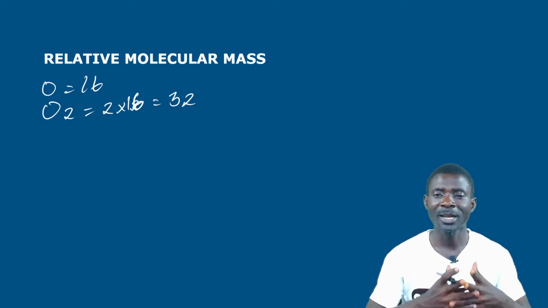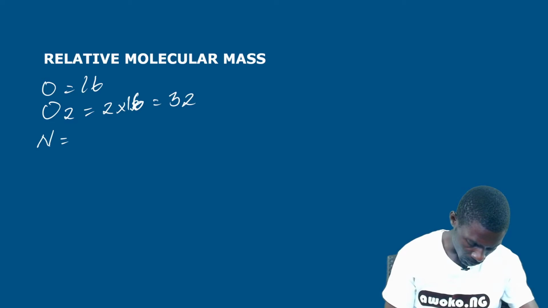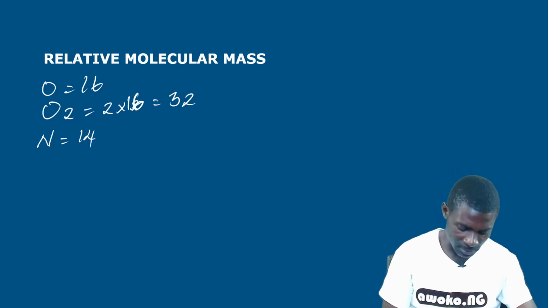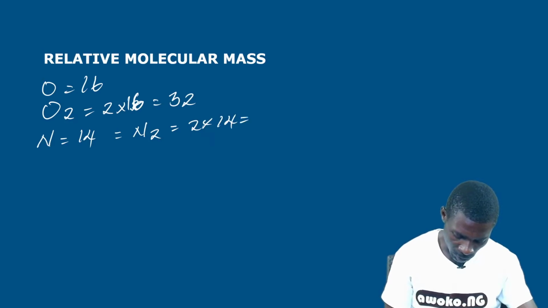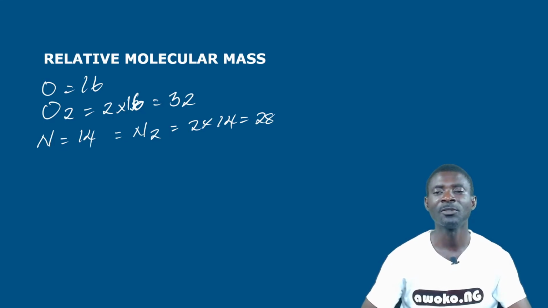We can also have other diatomic gases like nitrogen. Nitrogen, whose atomic mass number is 14. So the relative molecular mass is N2, which is 2 multiplied by 14 to give us 28. So that is how you calculate the relative molecular masses of molecules.